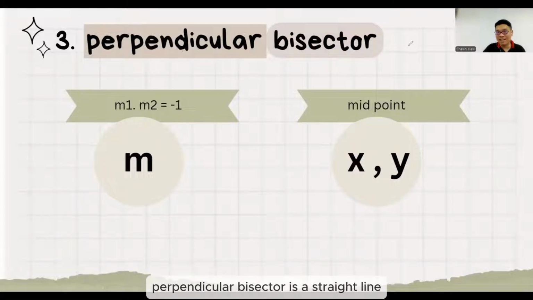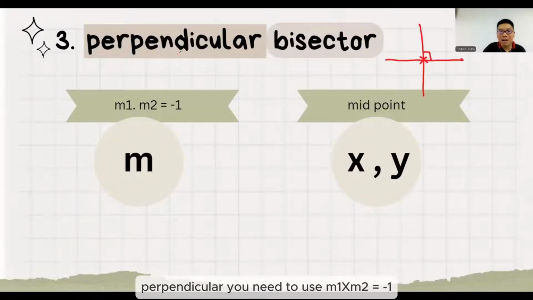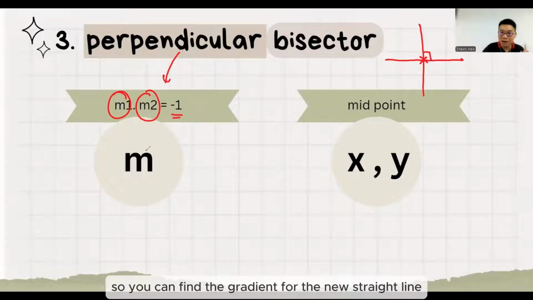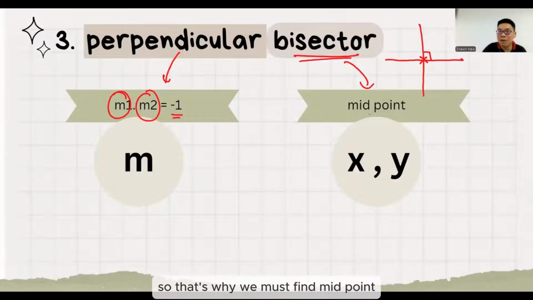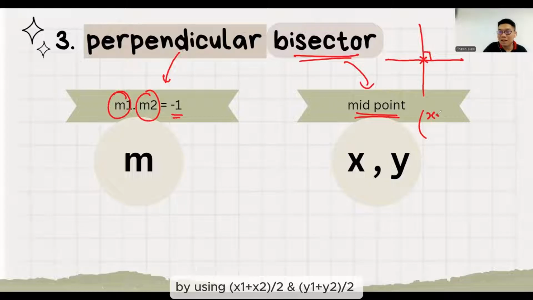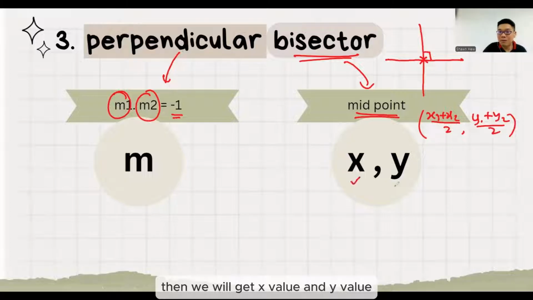Perpendicular bisector is a straight line. Perpendicular, you need to use m1 times m2 equals minus 1. So you can find the gradient for the new straight line. Bisector means they are cutting it into half. So that's why we must find midpoint by using x1 plus x2 over 2, y1 plus y2 over 2. Then we will get x value and y value.